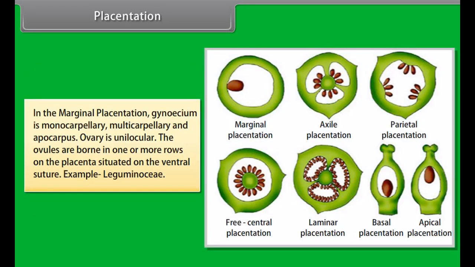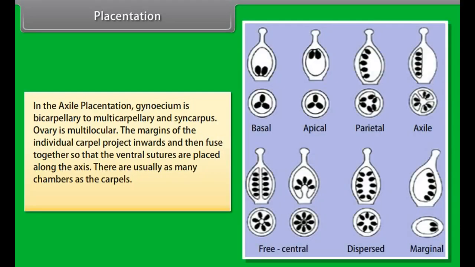In marginal placentation, gynoecium is monocarpellary and apocarpous. Ovary is unilocular. The ovules are borne in one or more rows on the placenta situated on the ventral suture. Example, Leguminosae. In axile placentation, gynoecium is bicarpellary to multicarpellary and syncarpous.